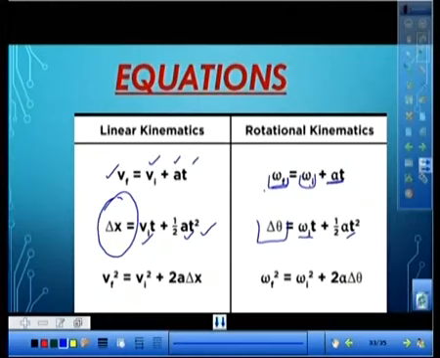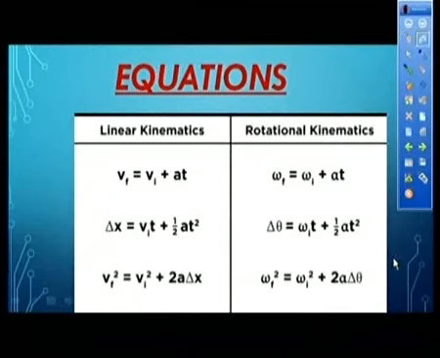Then there is another equation, final velocity square is equal to initial velocity square plus 2a delta x. Delta x is displacement, replaced by angular displacement, acceleration replaced by alpha, velocities replaced by omegas. So you can easily convert linear equations into rotational or angular equations if you know the replacement: velocity is denoted by omega, displacement is denoted by theta, and angular acceleration is denoted by alpha. So it is all about the equations of motion.